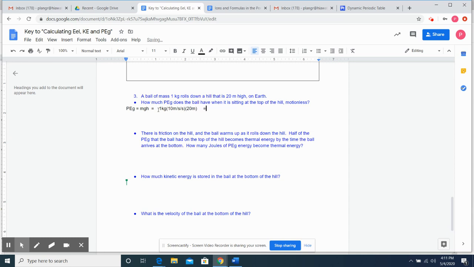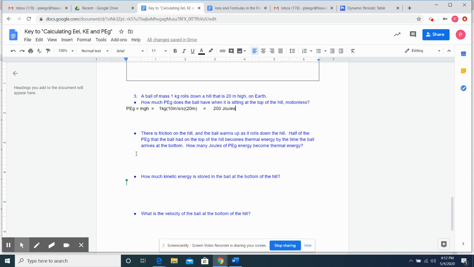And if I multiply those together, I will get 200. And you can see that the units would be kilograms meters squared per second squared. All right, if you figure out those units, that happens to be a Newton meter, otherwise known as a joule. All right, so we got 200 joules for that object.